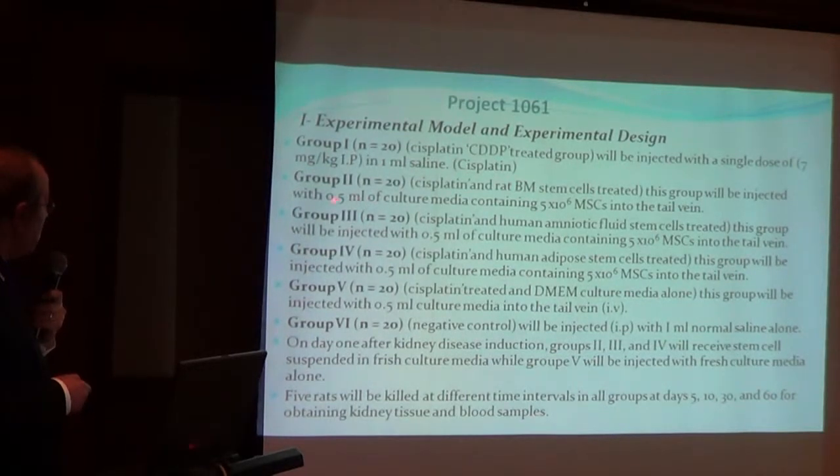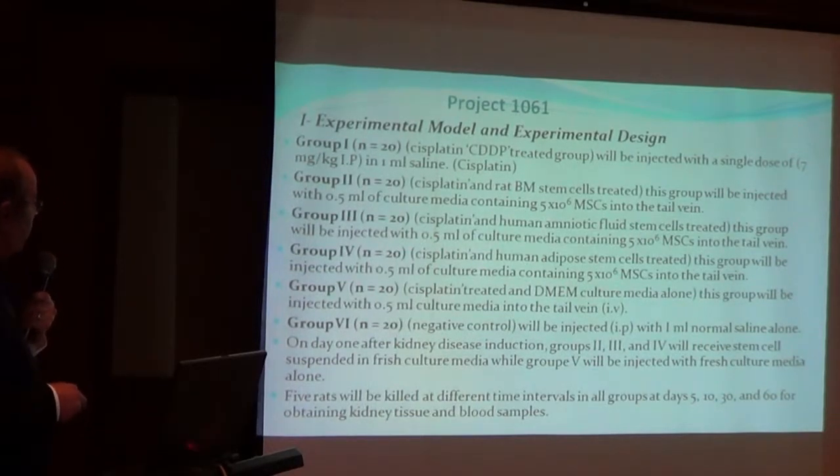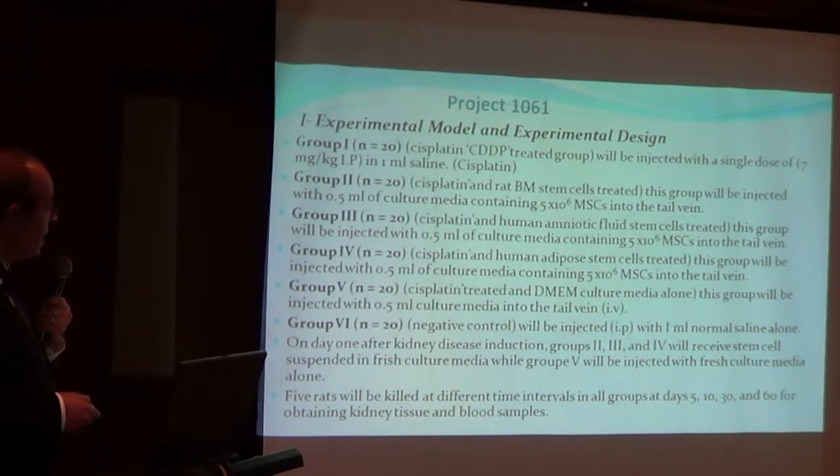In this group, the stem cells were injected in 1.5 milliliters of culture media. This contains 5 million mesenchymal stem cells and was injected into the tail vein. Group three was treated by amniotic fluid derived mesenchymal stem cells in the same way, same number of cells, and the same route of administration. Group four is human adipose tissue, which was obtained by liposuction, and we gave the same volume of media containing the same number of mesenchymal stem cells, also injected via the same route. Group five was treated just with culture media.